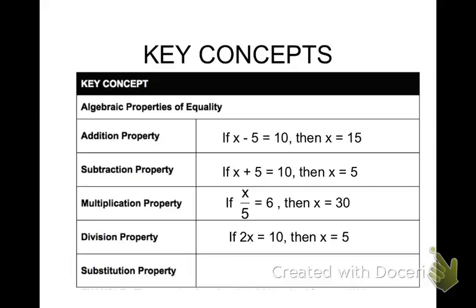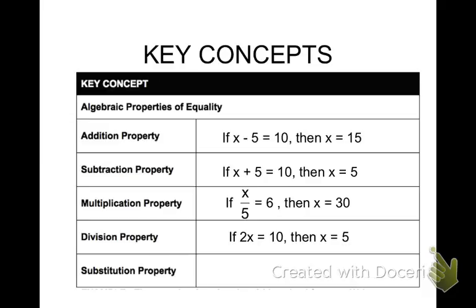Yes. Division: if 2x equals 10, then x is equal to 5. So you would use the division property to solve for x, because it's 2 times x. The inverse of 2 times x would be to divide by 2. So these are pretty easy to work with because you're just stating the operation that you're doing and throwing the word property after it.